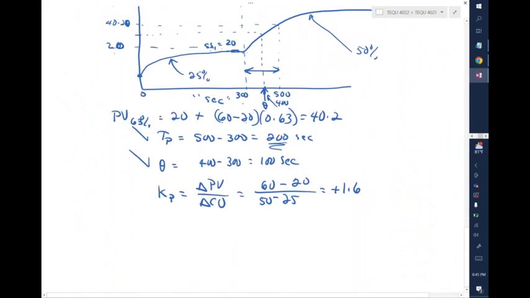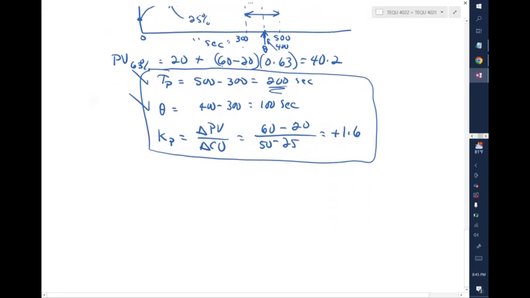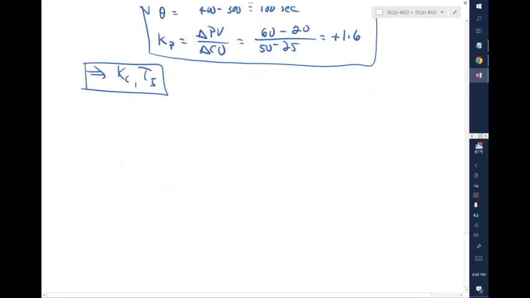And now I got the three parameters. These are the three parameters that I need to go into the Cohen-Coon table and approximate what would be good values for Kc and tau I. So what is left is just to do dynamics.